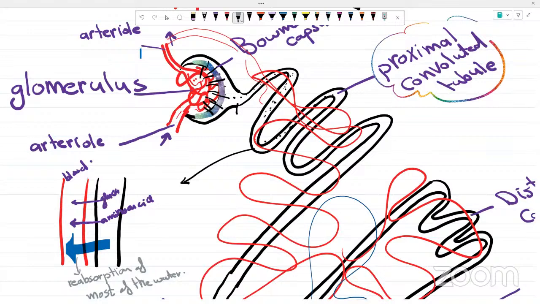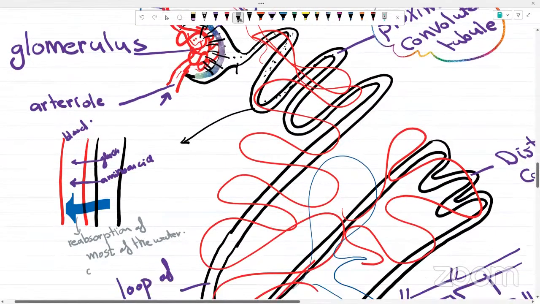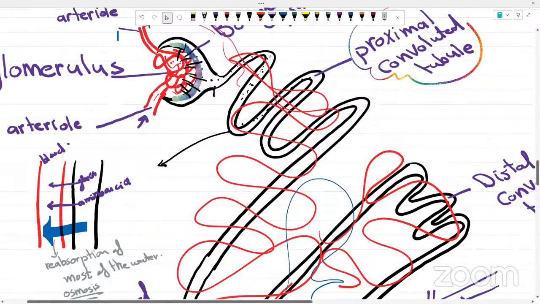So first, ultrafiltration. Second, selective reabsorption of all glucose and all amino acids, followed by reabsorption of water by osmosis, because a water potential gradient will be created as well. Most of the water is reabsorbed here in the proximal convoluted tubule as well. Okay?